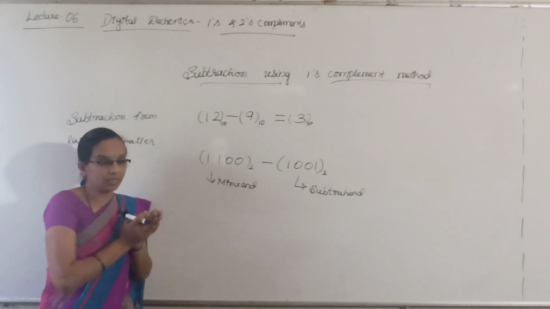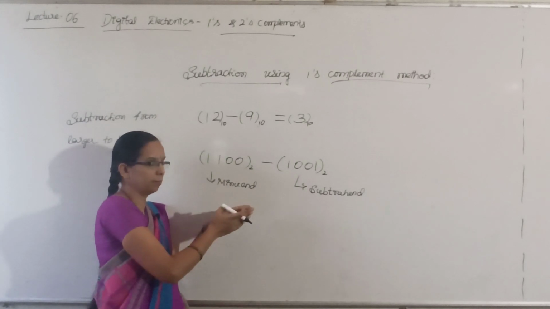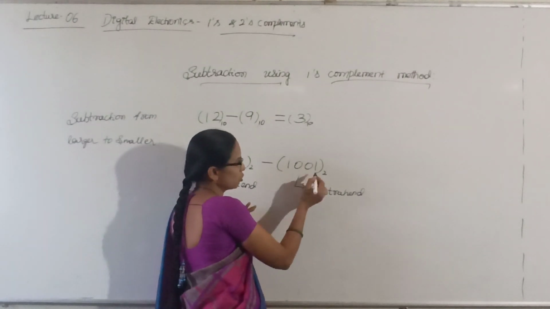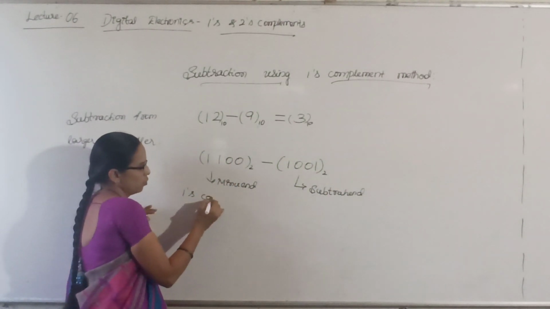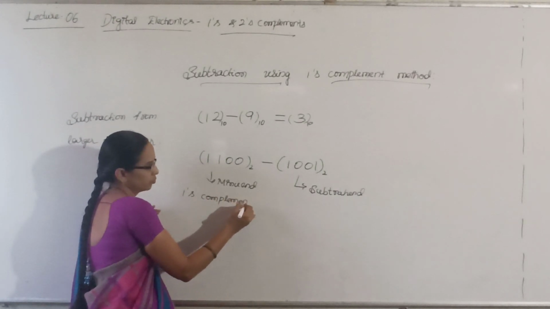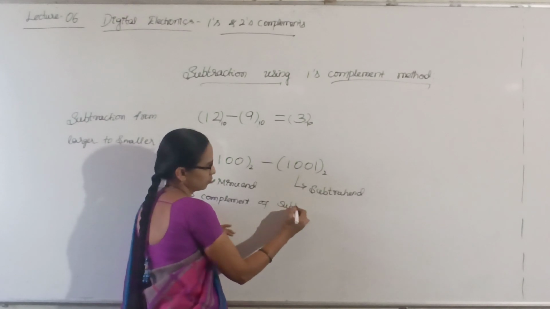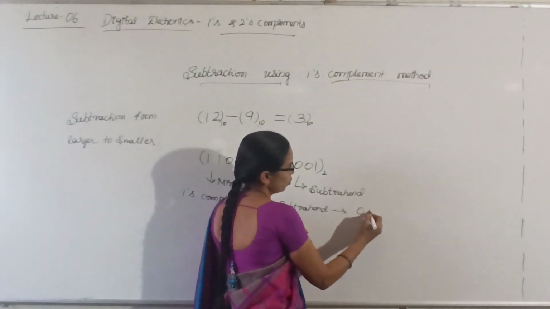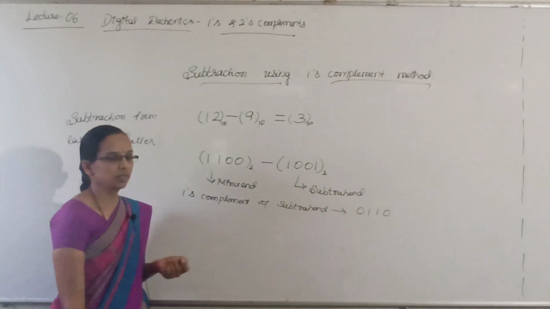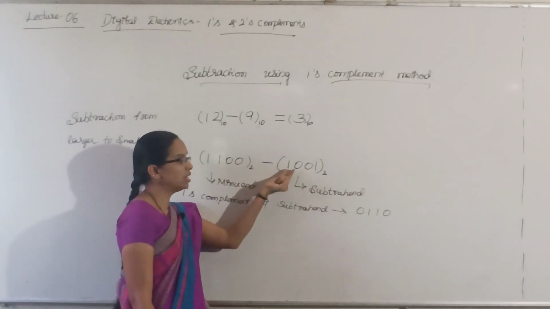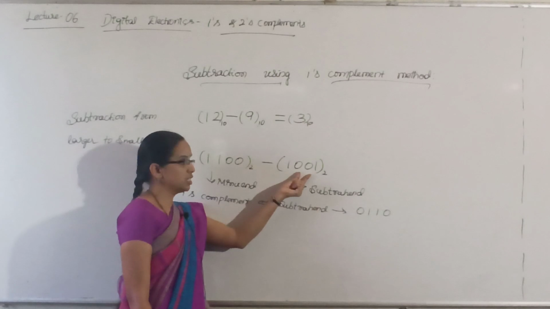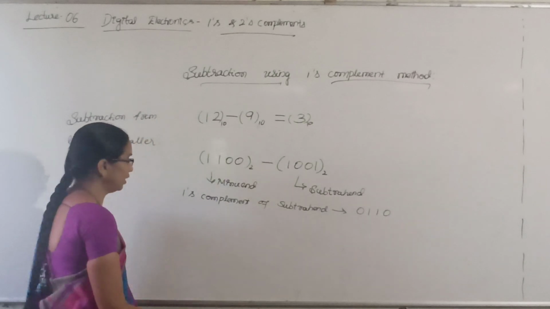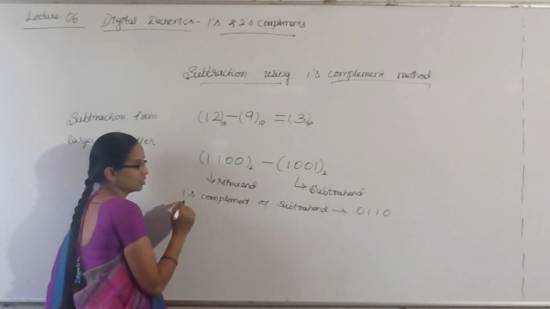Now we are learning subtraction from a larger number to a smaller number. For the subtrahend, we have to take the 1's complement first. The 1's complement of the subtrahend will be 0 1 1 0. How will we take it? We replace all the zeros by ones and all the ones by zeros. Then this will be a positive, unsigned number.